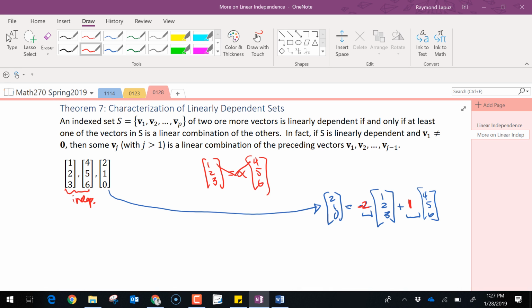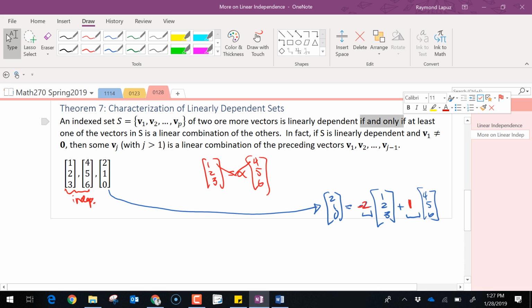That's what this theorem is saying. So if you had more, it'd be more interesting. But we had something in 3D and it happens to be linearly dependent. So that's what that's saying. So if and only if means that if you can write one of the vectors as a linear combination of the other vectors, then it's dependent and you're done. Or if you know it's dependent, then at some point you're going to be able to write one of those vectors as a linear combination of the other vectors that you've already listed. Okay, that's what that theorem is saying.